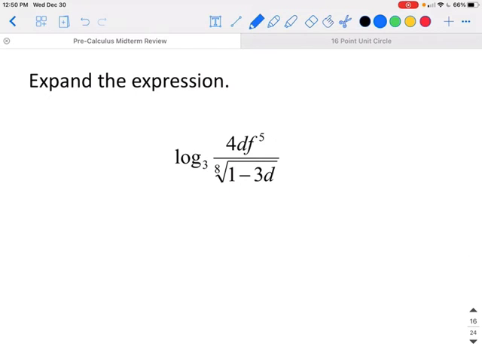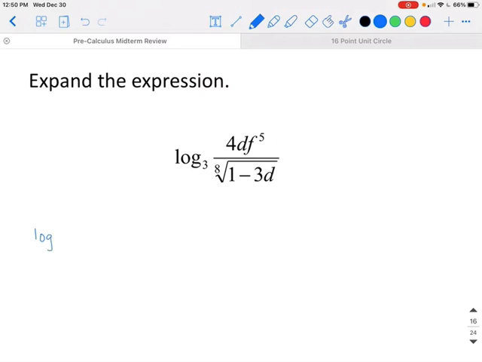We need to expand this expression. Remember, if it's multiplication, to expand it, it becomes addition. If it's division, you expand it, it becomes subtraction. And if you have an exponent, when you expand, you bring it out front. So let's deal with our multiplication first. Well, let's split up our division, and then we'll deal with multiplication.